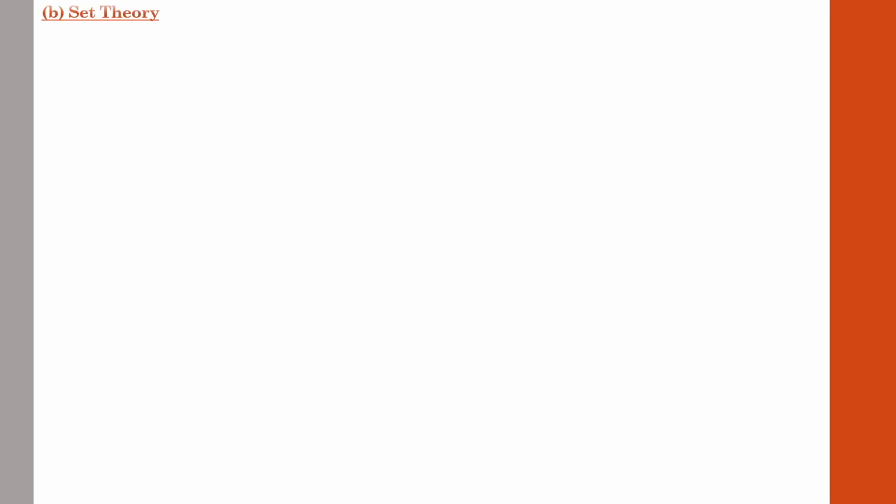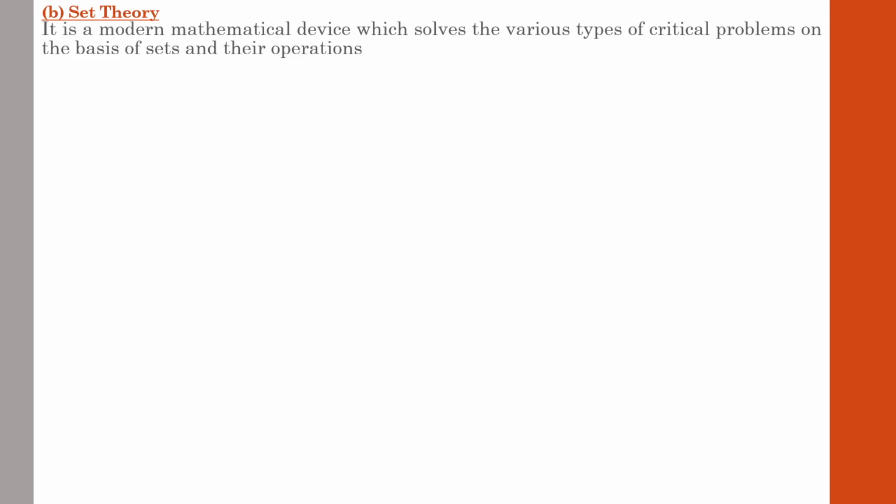So next one, set theory. A set theory is a modern mathematical device which solves various types of critical problems on the basis of sets and their operations like union, intersection, etc. Usually we give certain names to a certain group of items or a certain category of items.